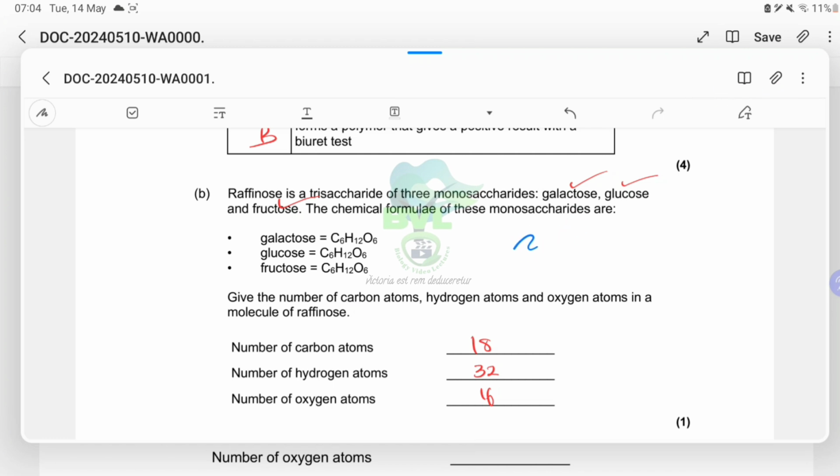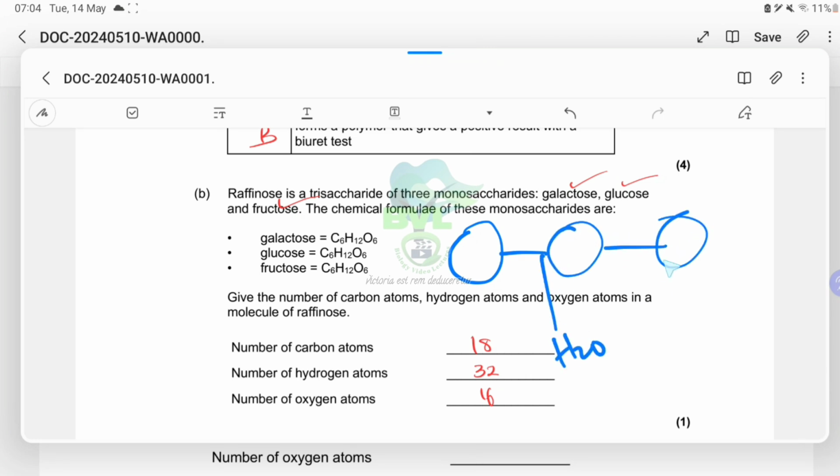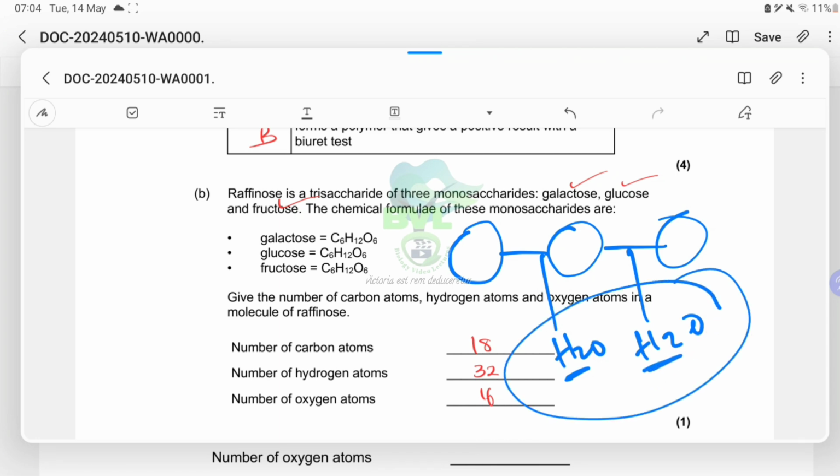Now let me show you something real quick. Yes, you would have said 36, but don't forget that when you join molecules together, one water molecule will be formed here, and another water molecule here, which means that 4 hydrogens will be given off. Because it's a condensation reaction, 2 water molecules are formed, which means you lose 4 hydrogen, 2 here and 2 here, and 2 oxygen. Hope that makes sense.